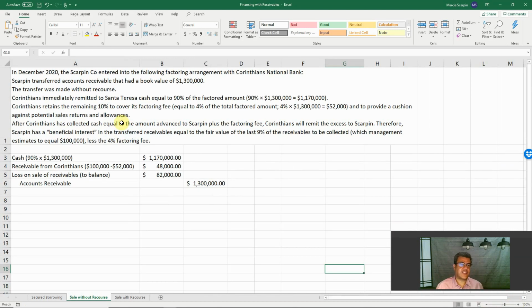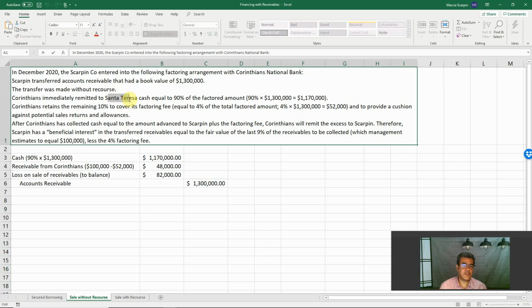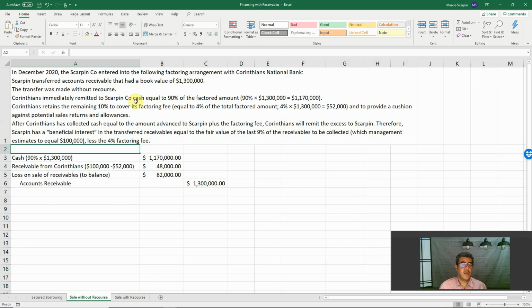December 2020, Scarpin entered into the following factor arrangement with Corinthians National Bank. Scarpin transferred accounts receivable that had a book value of $1.3 million. The transfer was made without recourse, so all the risk we are giving to the bank. Oh, it's not Santa Teresa, it is Scarpin Corporation. Corinthians immediately remitted to Scarpin Corporation cash equal to 90% of the factored amount.